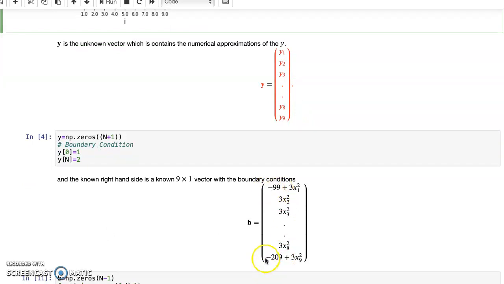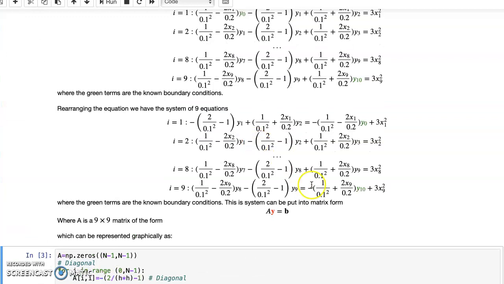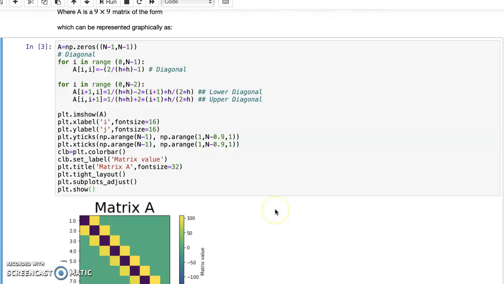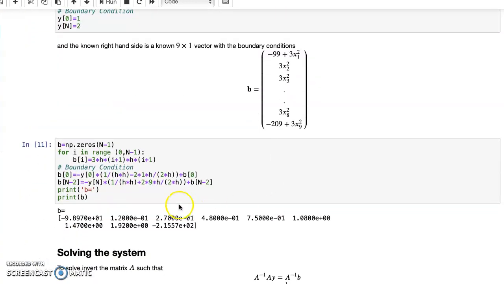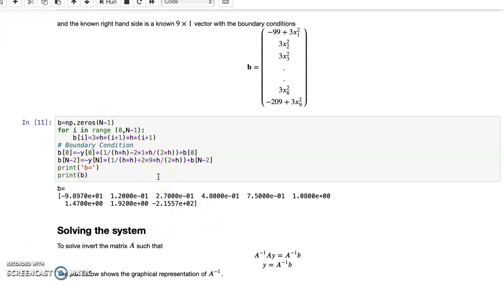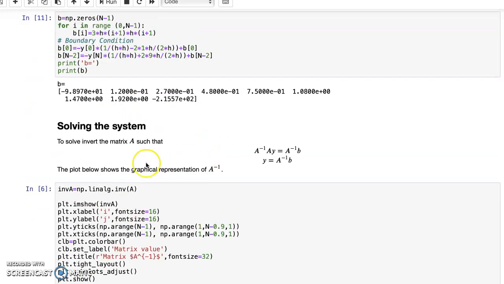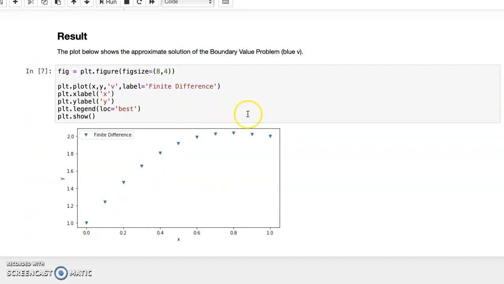We have our boundary, and we have the f component, which is 3x squared. Here minus 2xi. So we have this minus 200 term here. And once again, we get our matrix, we invert our matrix, and we get our solution, which is a sigmoidal looking solution.